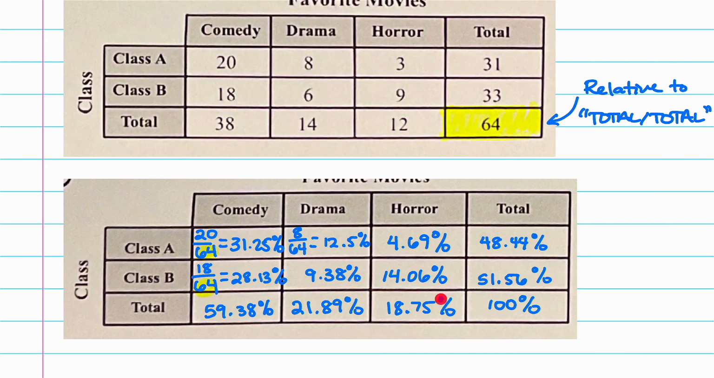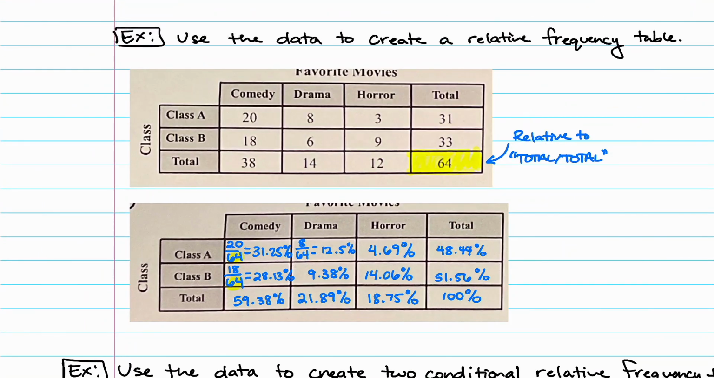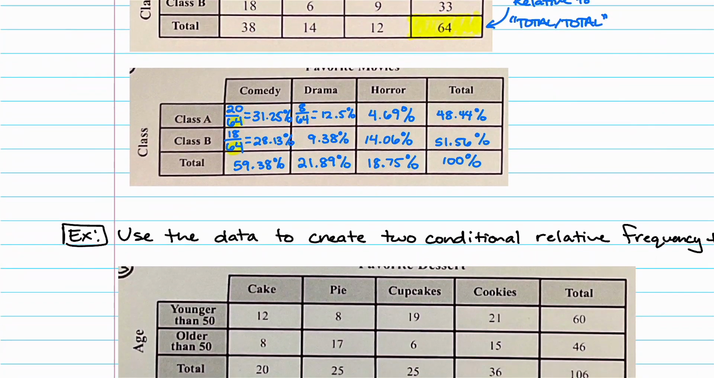In fact, I believe this one, if you add them up, you don't get 100% exactly, but you get something like 100.02%, which is pretty darn close to 100%. Again, it's just a rounding issue. Okay. So yeah, there's our relative frequency. Honestly, I'm not worried about this one. Relative frequency, when they give you a total, is pretty darn easy. Let's go ahead and go to the last one.